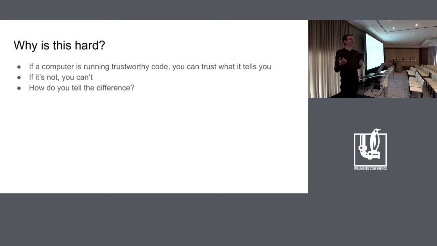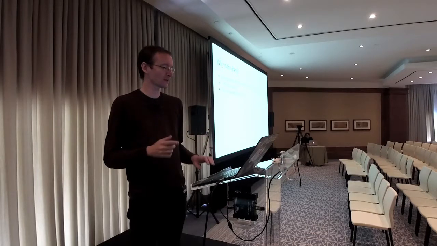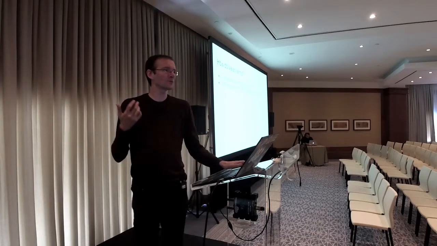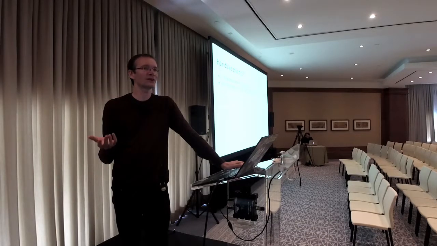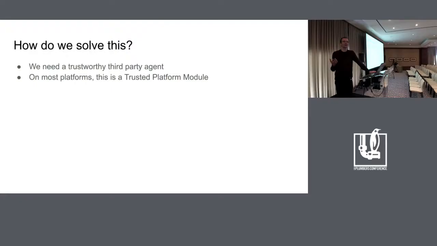So telling the difference between these two things when all you have is a computer is basically impossible. We need something more than that. We need some sort of third party that can be relied upon to give us accurate information, even if the computer itself has been compromised. On most platforms here, I'm specifically talking about PCs. There are alternative approaches that have been implemented in various other spaces. Mobile phones, for instance, tend to have non-TPM-based solutions to this, although TPMs are becoming increasingly common in the phone space as well.